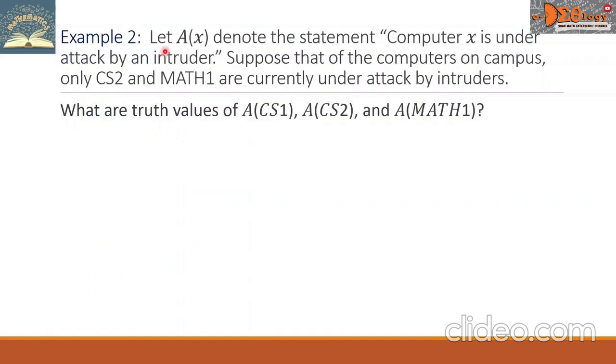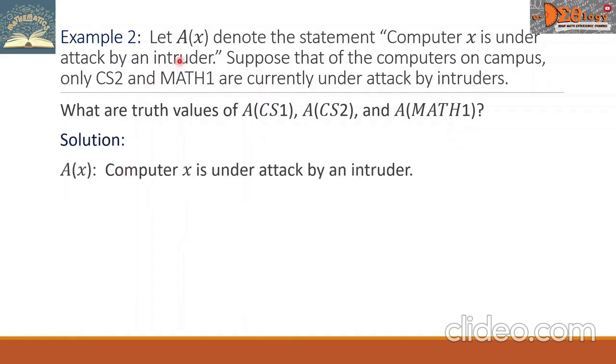Example 2. Let capital A of x denote the statement computer X is under attack by an intruder. Suppose that of the computers on campus, only CS2 and Math 1 are currently under attack by intruders. What are the truth values of A of CS1, A of CS2, and A of Math 1? Let us write the given. A of x, colon, computer X is under attack by an intruder.